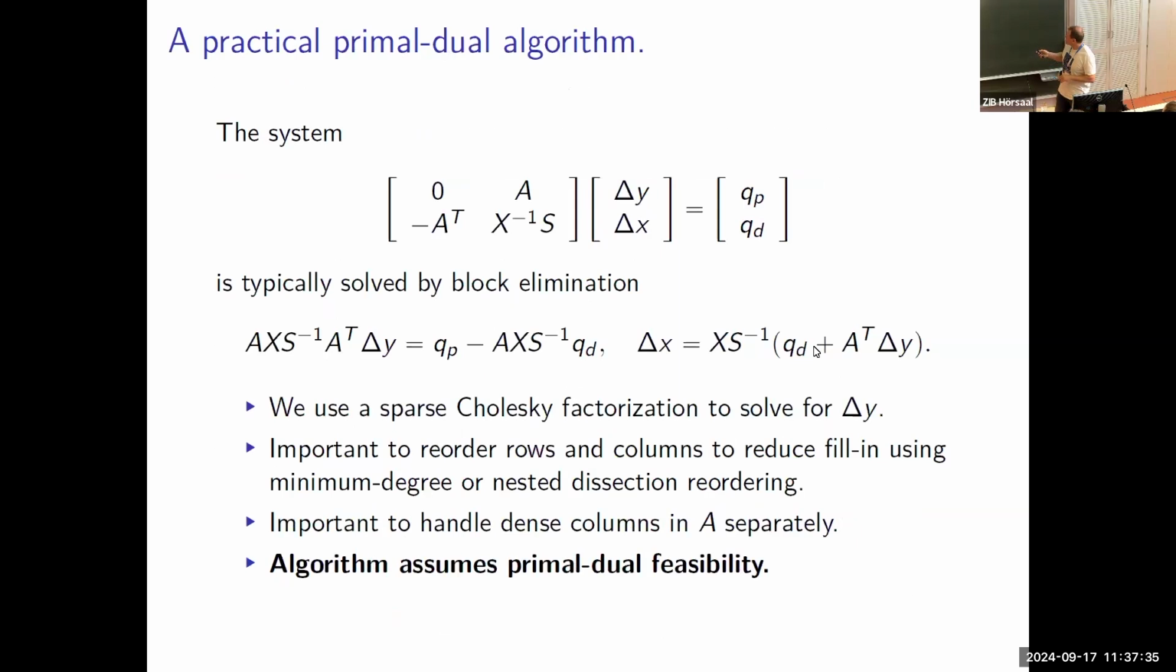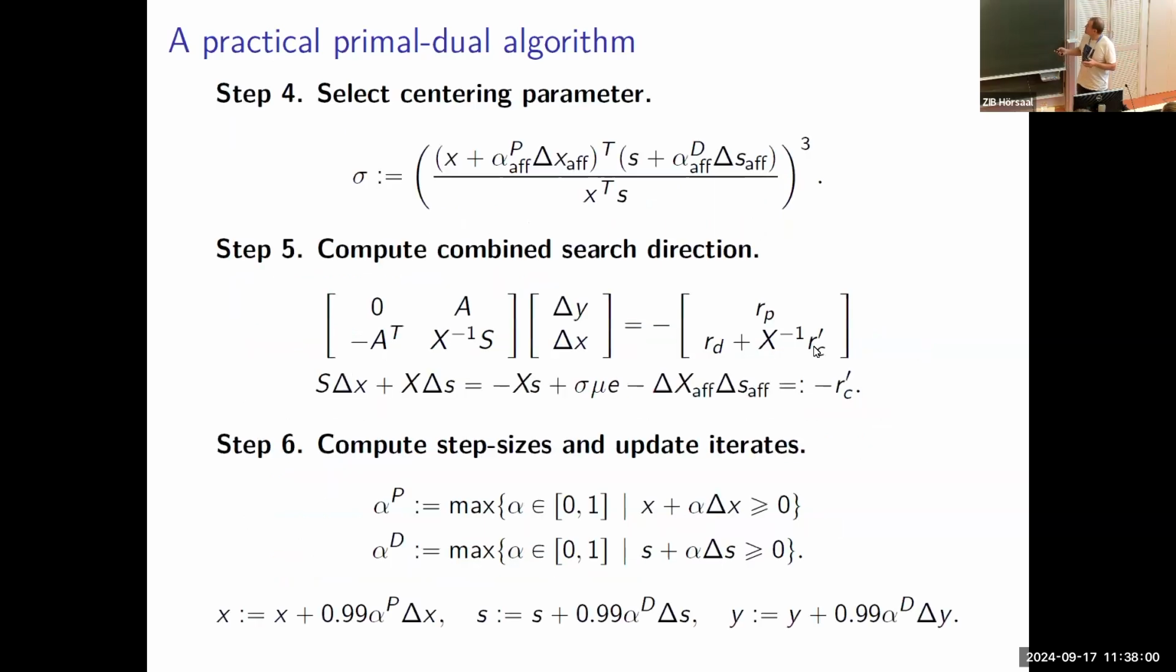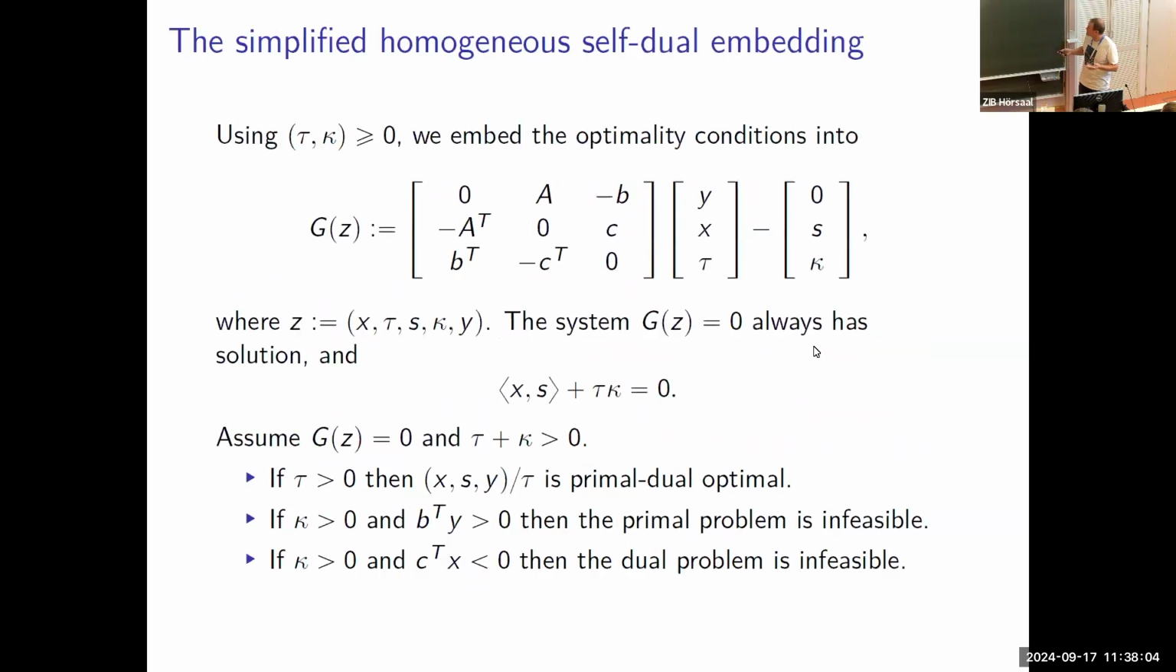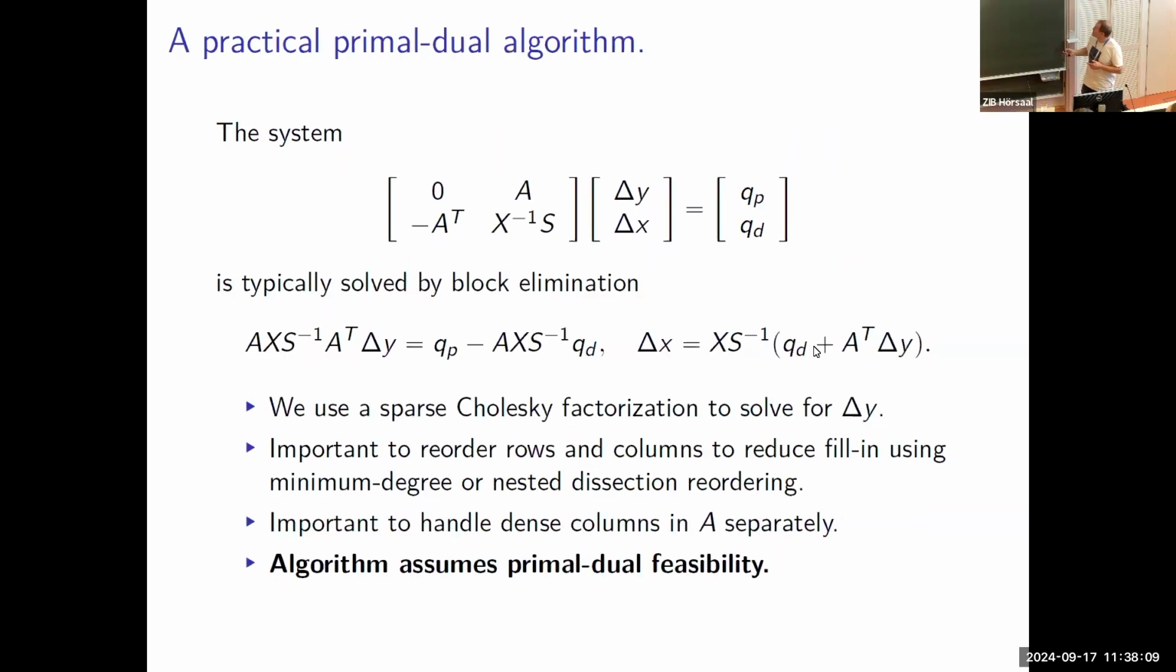But anyway, what I was saying is that this is A times a diagonal matrix times A transpose. That's a positive definite matrix. You can just factor it using sparse Cholesky for delta y. Once you have delta y, you back substitute and solve for delta x. And then we solve for delta s from the centrality conditions here, right? That gives you delta s from this equation. So we solve for delta y first, and delta x, and then delta s in the end.